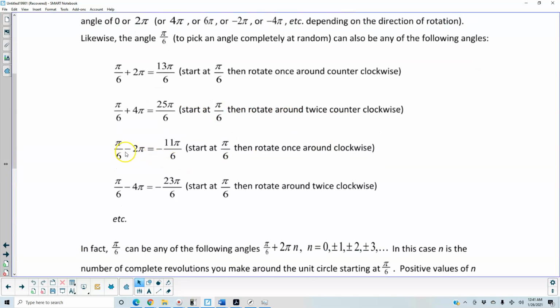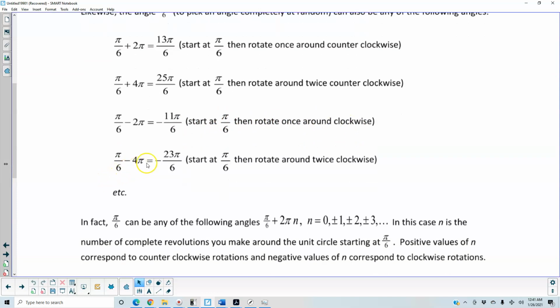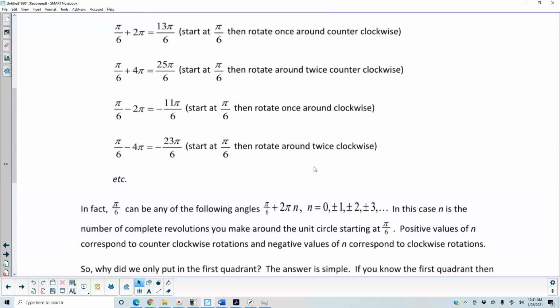And then pi over 6 minus 2 pi, which is equal to negative 11 pi over 6, which means you start at pi over 6 and then rotate around clockwise. And then pi over 6 minus 4 pi, which is equal to negative 23 pi over 6, means you start at pi over 6 and then rotate around twice clockwise.